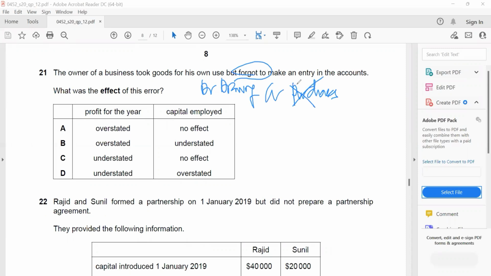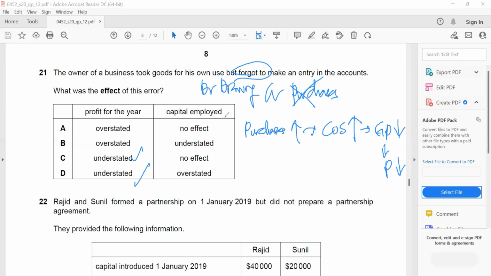So when this is not adjusted, purchases overstated. Purchases overstated, cost of sales overstated. Cost of sales overstated, gross profit understated. Gross profit understated. Profit will be understated. So now here, let's see what is the info. Profit for the year, understated.